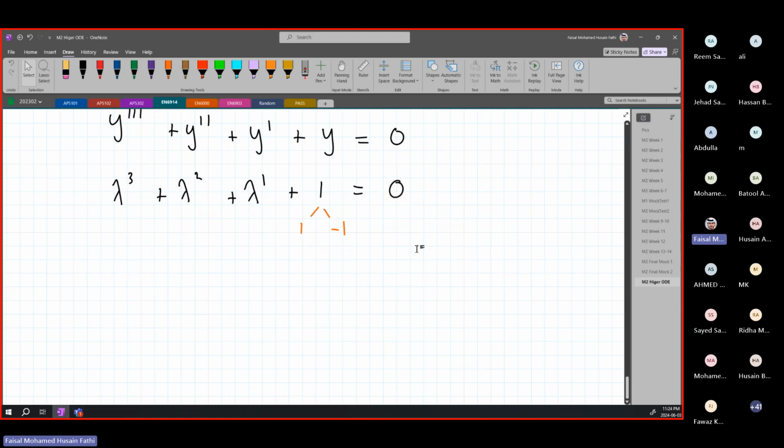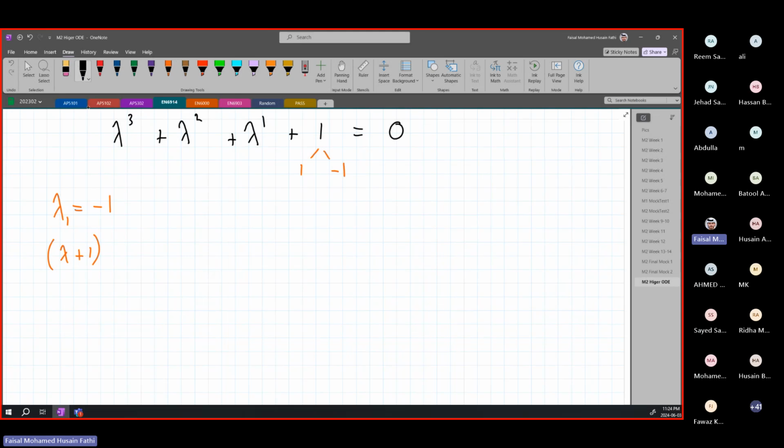So it's going to be 0. So I can tell you from now that lambda equal minus 1 is a root. Okay, so that's our first root. So in other words, we have lambda plus 1 that we can take out.